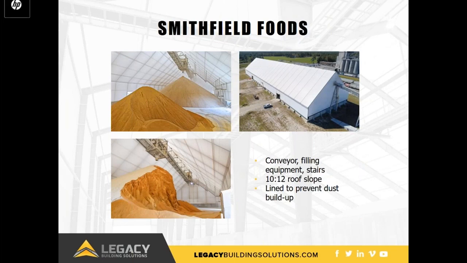This structure for Smithfield Foods features several hanging loads. The overhead conveyor and filling equipment leave plenty of clear span storage space, a must for this bulk feed distributor. A staircase suspended from the building frame allows maintenance staff access to the conveyor as needed. Also visible in this picture is the liner, which prevents dust from settling on the frame, and the 10 to 12 roof pitch, which maximizes the available footprint by allowing for taller feed piles.